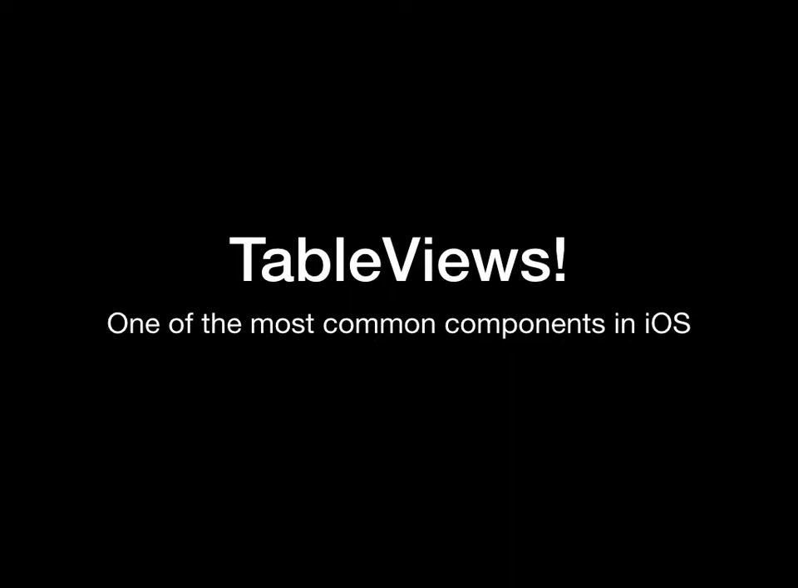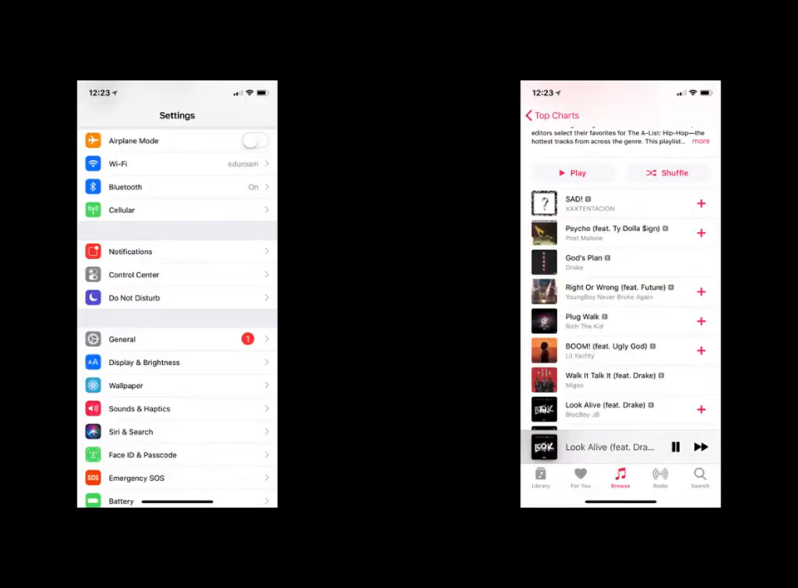I would say this is one of the most common components in iOS besides buttons or labels, because this is everywhere. So you might be asking, what is a table view? For example, on our left, we have the settings, which, if you have an iPhone, you know what this is. They're all separated in little cells, which is all in one table view. Apple Music is a little bit different, but again, you see the cells. There's information in each cell.